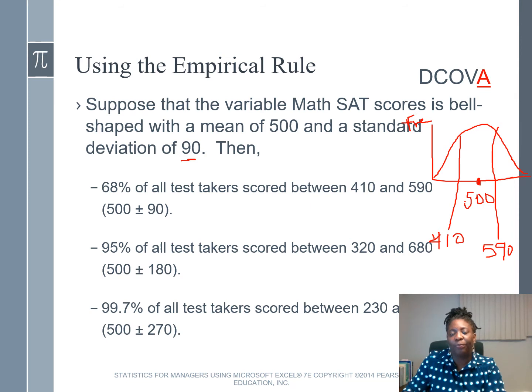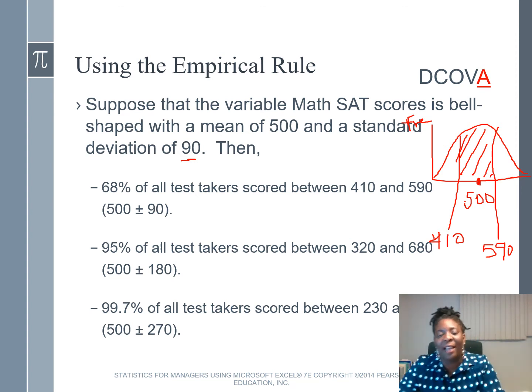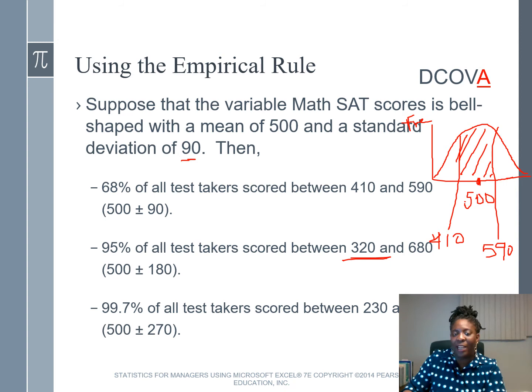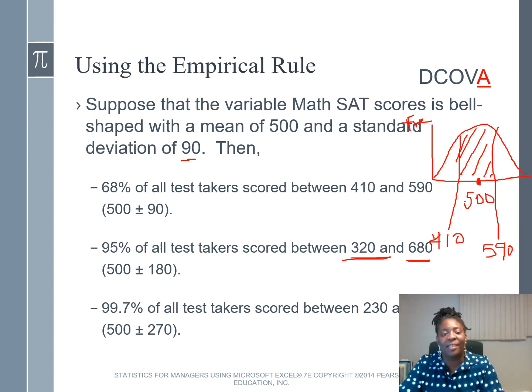So 68% of SAT test takers will score between 410 and 590. 2 standard deviations above the mean is 2 times the standard deviation, which is 90. That gives us 2 times 90 is 180. 500 minus 180 is 320. 500 plus 180 is 680. So 95% of test takers will score 500 plus or minus 180. They will score between 320 and 680.